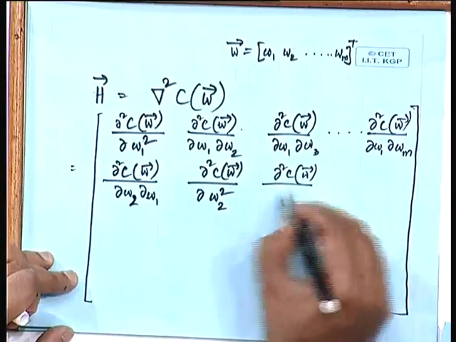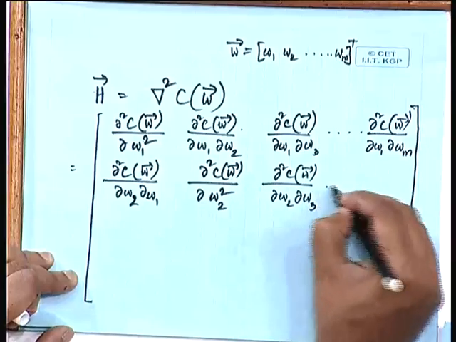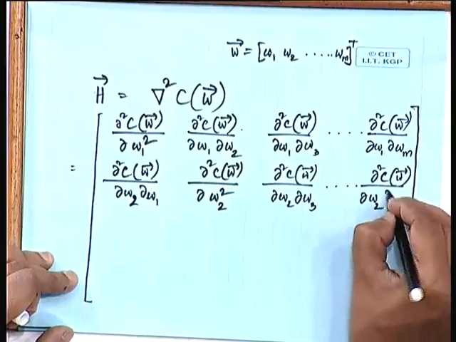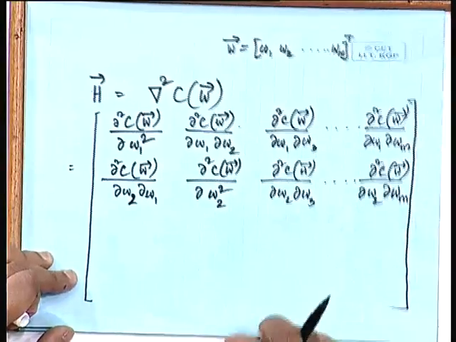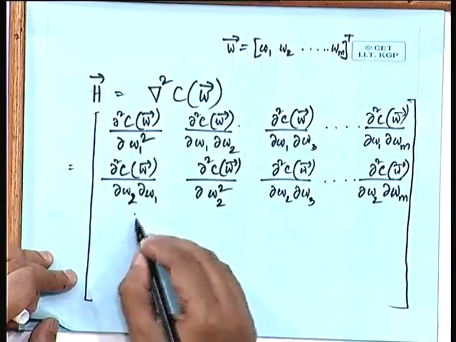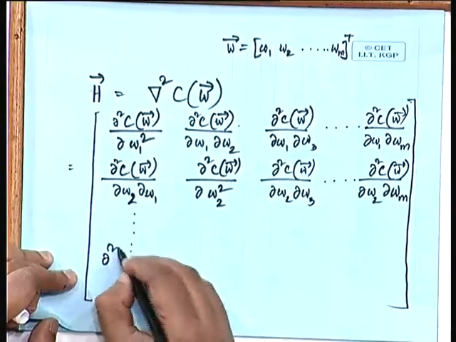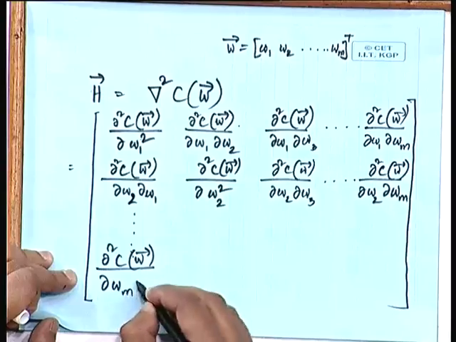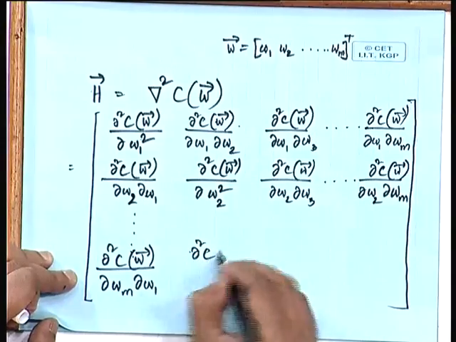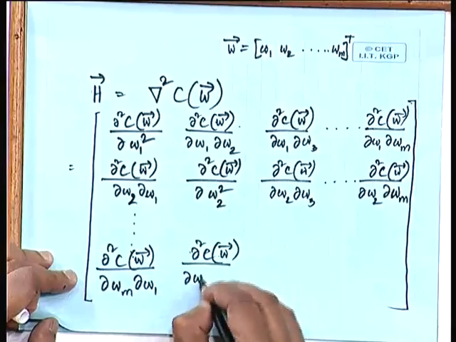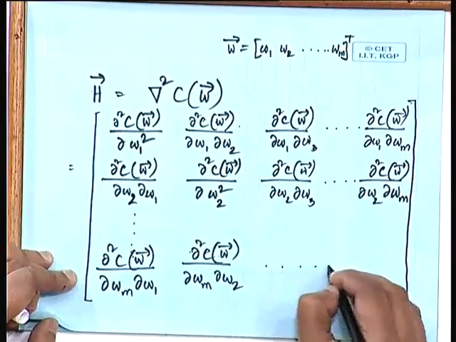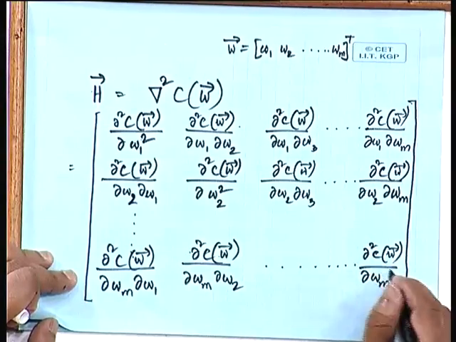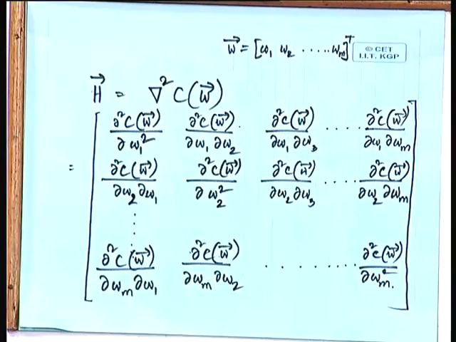Here it will be W2 W3. And then the last row will be here, right, W m W1, W m W2, and the last term will be W m square, right. So, this is the Hessian matrix.